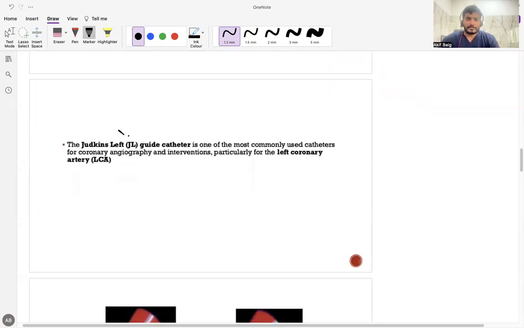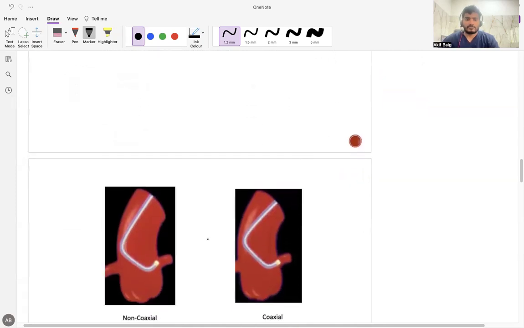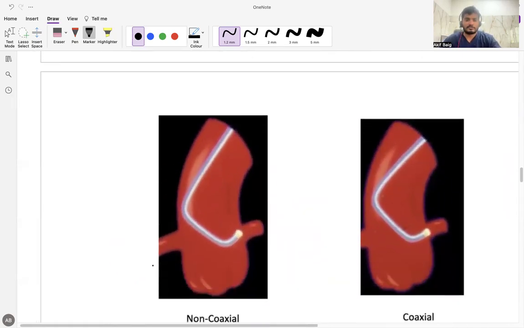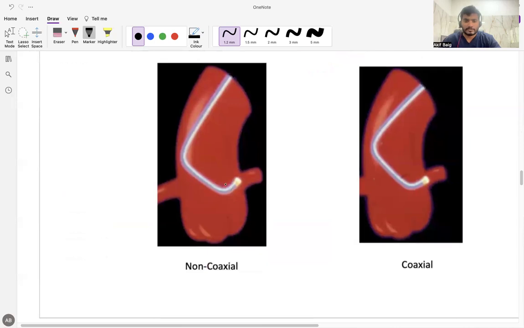Judkins Left is the one mainly used for left coronary artery engagement. We use that, and you can see here the normal shape of the Judkins Left. There are two curves in it. This is the primary curve, and this is the secondary curve.